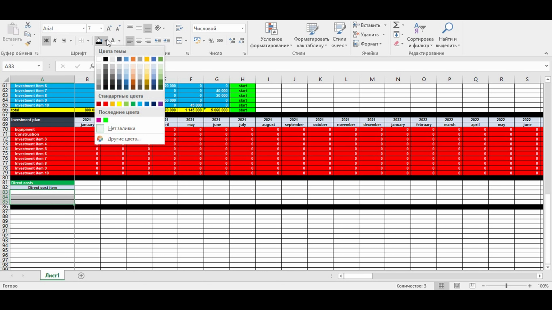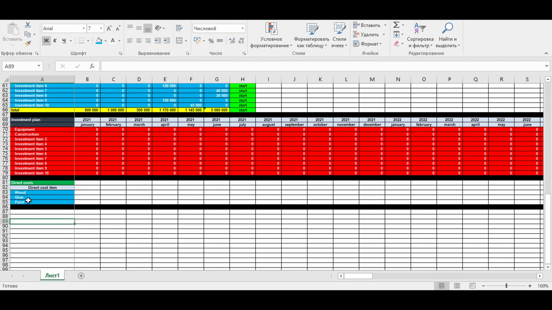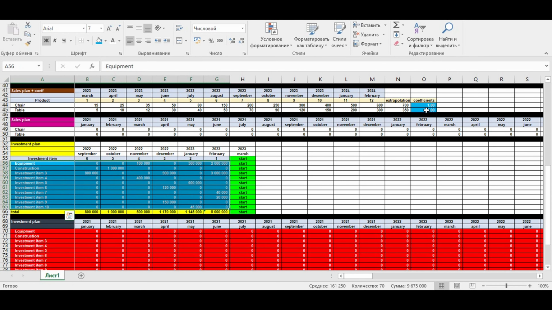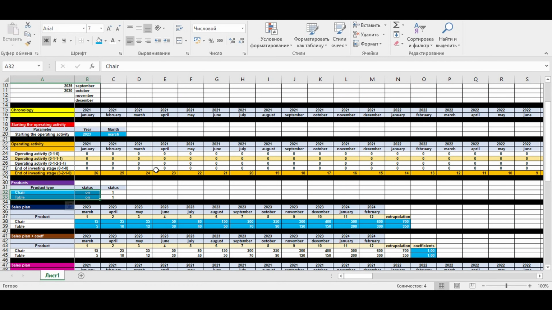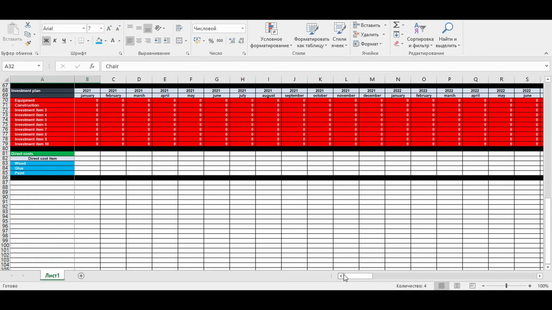Then we mark these cells with the color of inputs, because all our inputs are colored with blue. We have this rule throughout the whole model. Then we specify the metric for these direct costs or variable costs. We will buy the wood in cubic meters, glue in liters, and paint also in liters. These are the inputs, so we color them with blue.